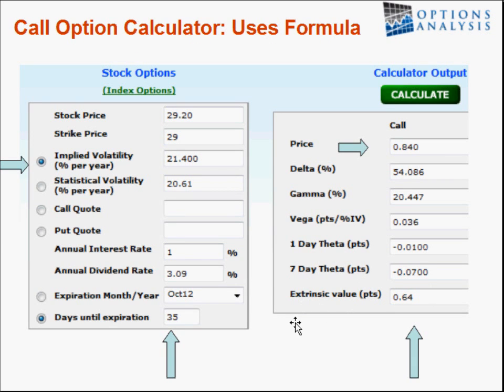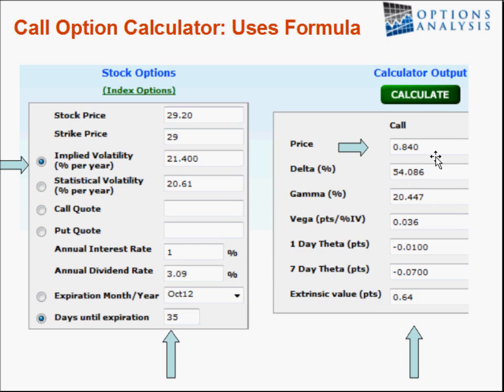Using the Nobel Prize winning formula, we have inside of optionsanalysis.com a call option calculator. The call option calculator allows you to input various assumptions about the option on the left-hand side: stock, strike, implied volatility numbers, and how many days are left. Hit this calculate button, and it will show you the price of the call option, as well as some other variables we will want to discuss in this presentation, which are called the Greeks: delta, gamma, and theta.